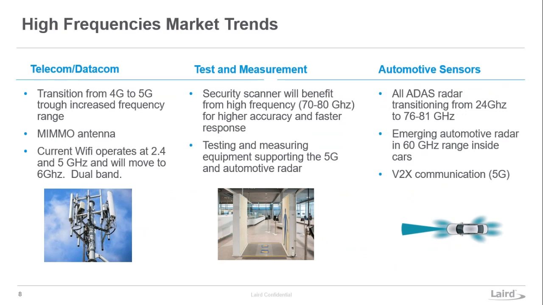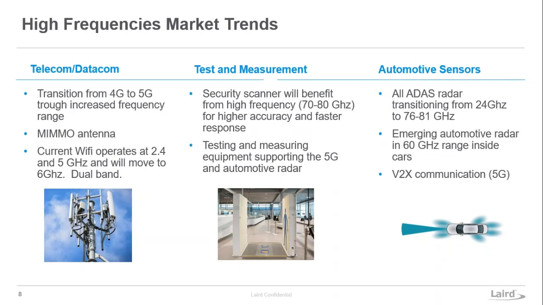The test and measurement industry is also shifting into higher frequencies. I've got the example of the security scanner for airports, for example, or hotels, or official governmental buildings, etc. You may remember the past or still current technology running at some airports, where you get metal detection or X-ray detection. Now airports, and some are already equipped with this technology, are going towards millimeter wave 3D scanners working in high frequency, in the 70 to 80 gigahertz range, which is enabling higher accuracy and faster response, which is an important point for the flow of people in airports.